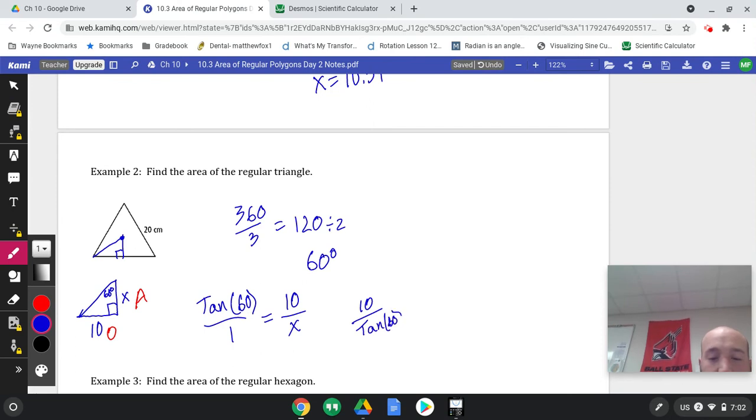If you need to write it out, you can. I'm going to kind of skip a step. So what will X equal? What will the apothem be?